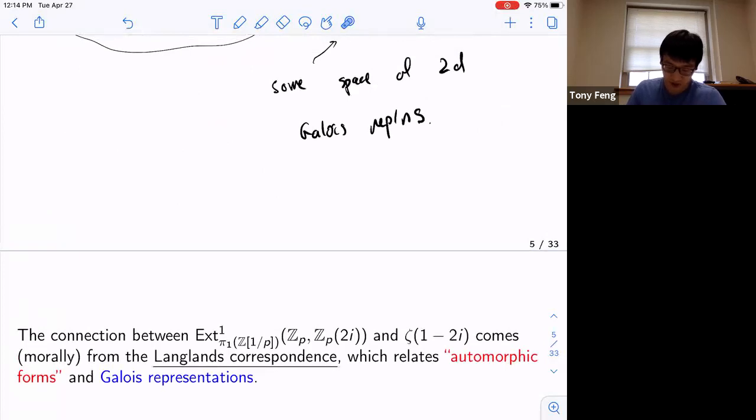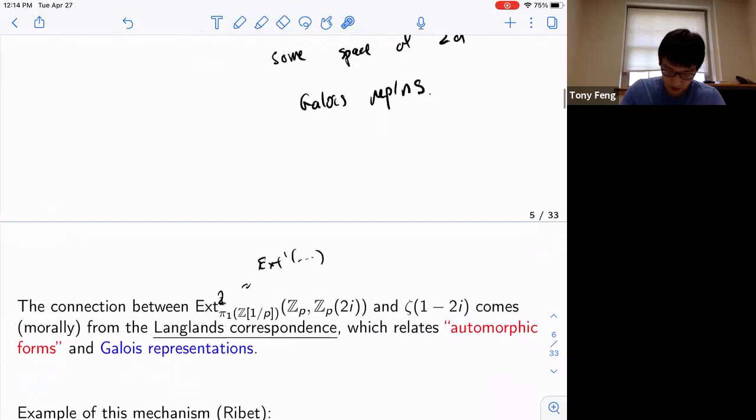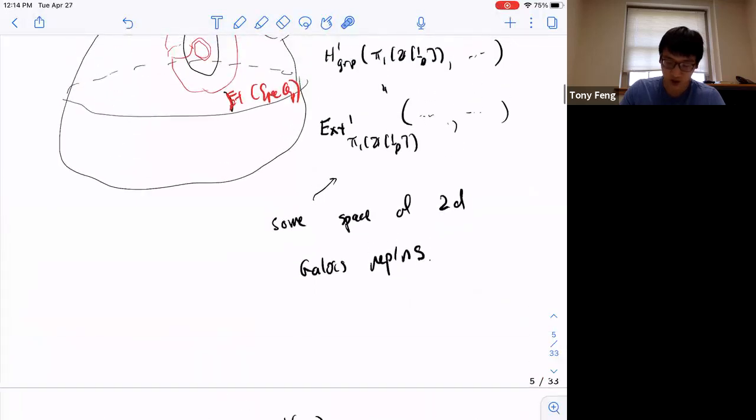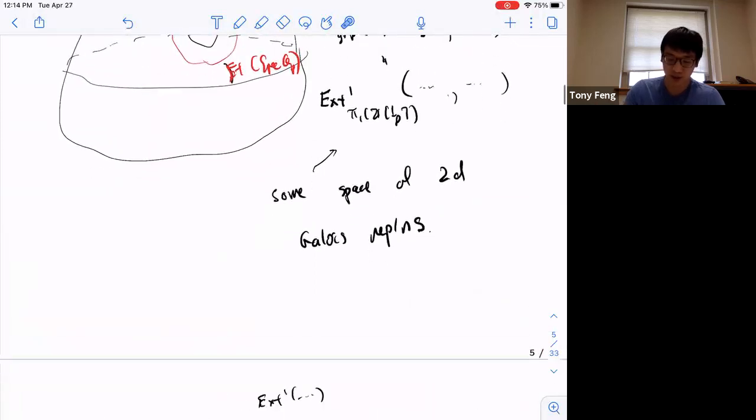Okay, so the connection between this x1, so I want to say x2, which is x1 of something, again comes morally from the Langlands correspondence, which relates automorphic forms and Galois representations. So for example, the kind of thing we're saying is when a certain L value is 0 mod p, then there exists a non-trivial extension.